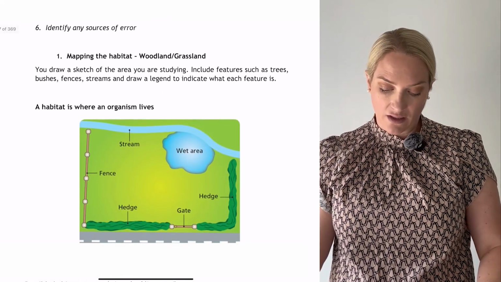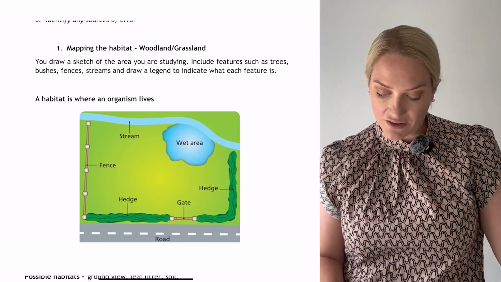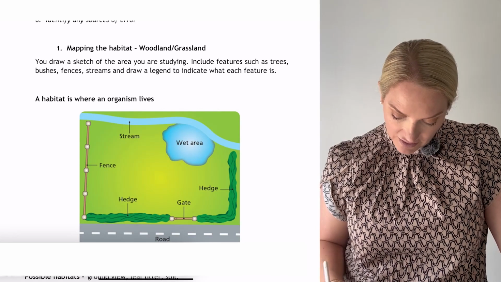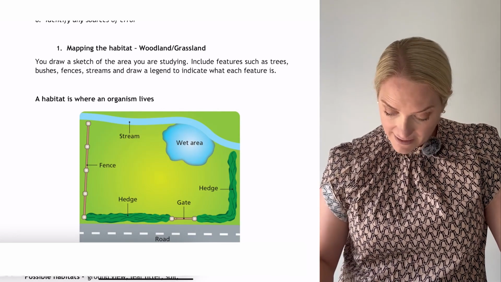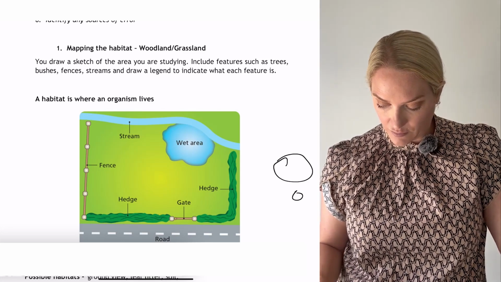So, mapping of our habitat, so your woodland or grassland. You may draw a sketch of the area that you're studying. You include features such as trees, bushes, so you can see here that there's a fence drawn in here. So if you had a tree, this could be a large tree, this could be a small tree.